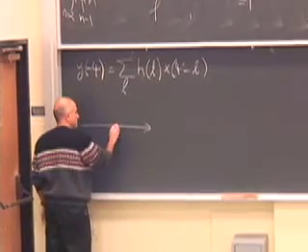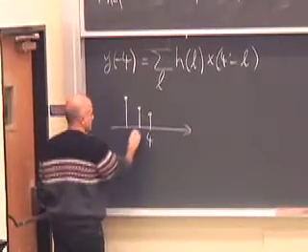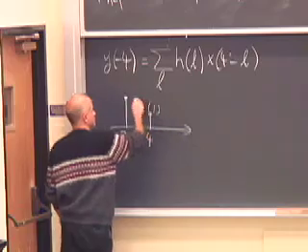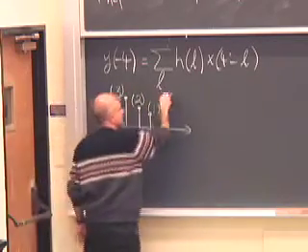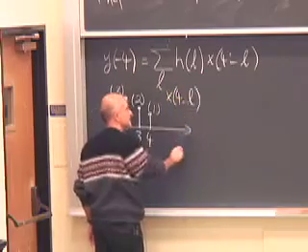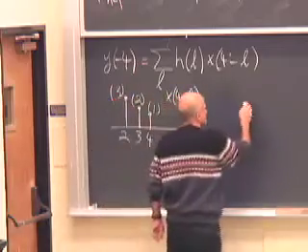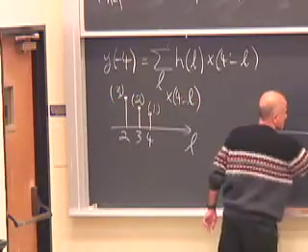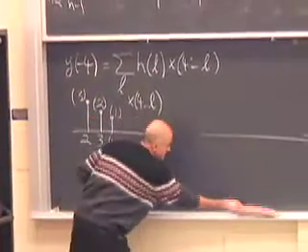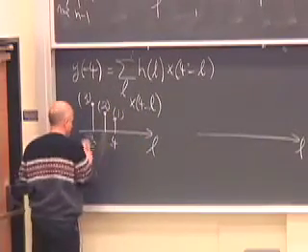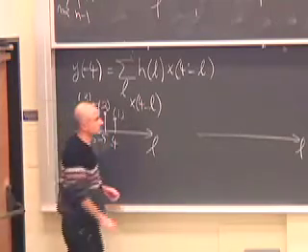So this is 4. This is x of 4 minus L. Okay? Multiply this by h of L. This is, oh, then negative 4. I'm sorry. Negative 4, negative 5, negative 6. Multiply this by h of L.